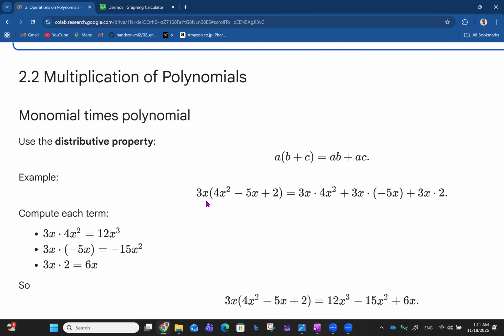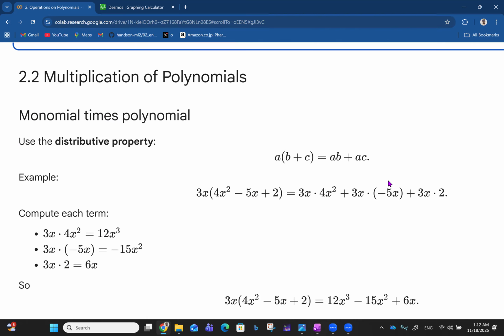So that is 3x times 4x squared first of all, then 3x times minus 5x, then 3x times 2. So in this case now, in the case of addition, only the coefficients changed. The exponents remain the same and the variable remains the same. But in this case, you are going to have the exponent changing because you're multiplying. So 3x raised to power 1 times 4x squared. That's like 3 times 4 times x times x times x. That's 12x raised to power 3, as we have here.